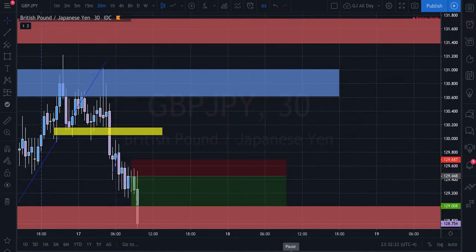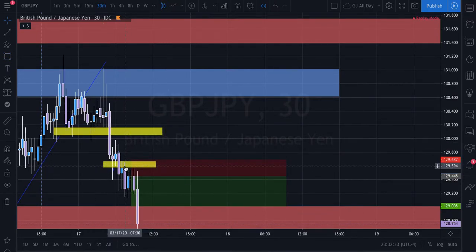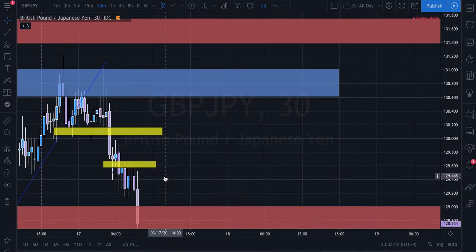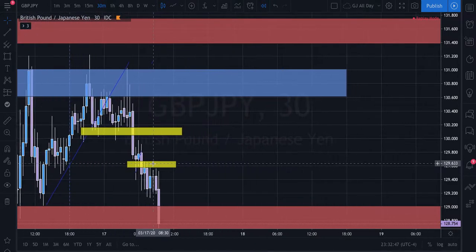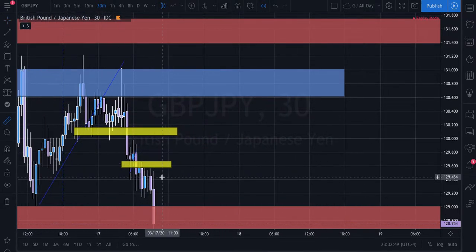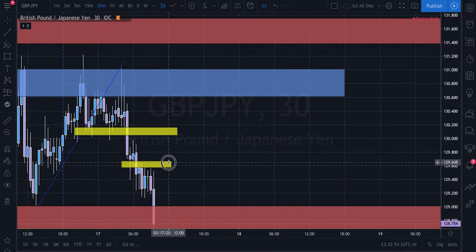Let's see. There we go. So had we waited for the break, retest at about 7:30, we got our engulfing. Price popped its head back up. And we could have taken the entry on the M30. M30 was still better. M30 is just great. So let's move on to the next day.